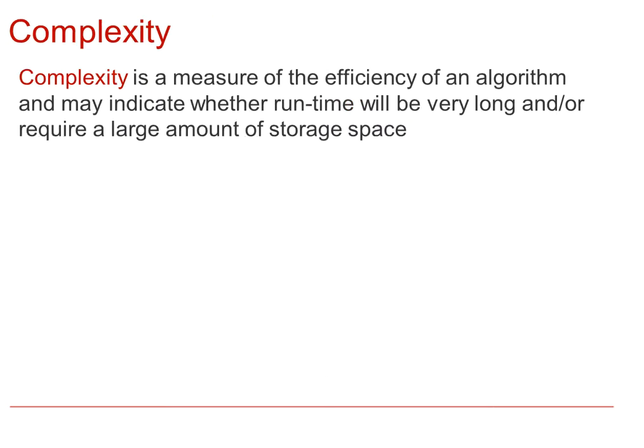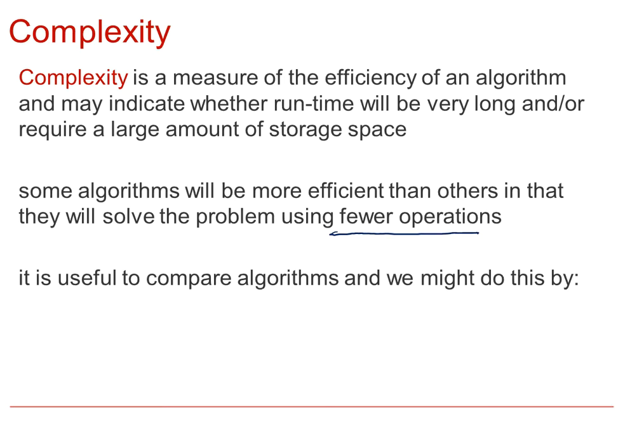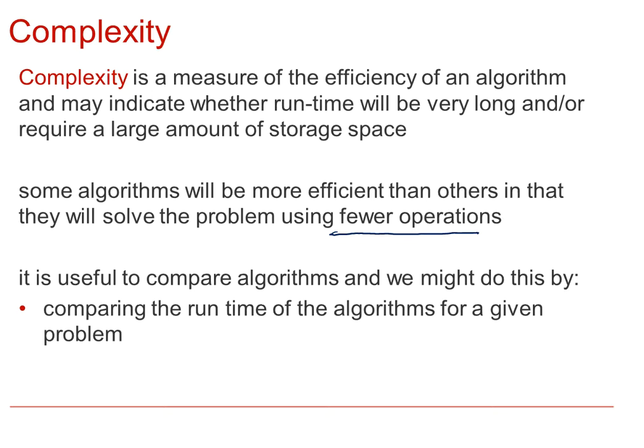Complexity is a measure of the efficiency of an algorithm and may indicate whether runtime will be very long and/or require a large amount of storage space. Some algorithms will be more efficient than others, in that they will solve a problem using fewer operations. It's useful to compare algorithms, and we might do this by comparing the runtime of the algorithms for a given problem, or comparing the order of the algorithms.